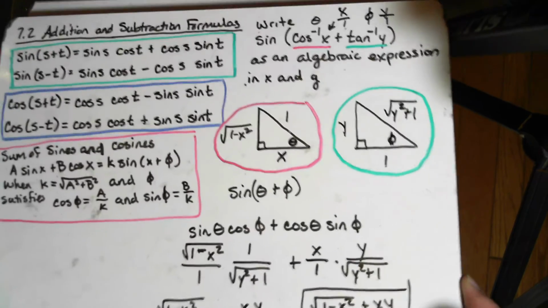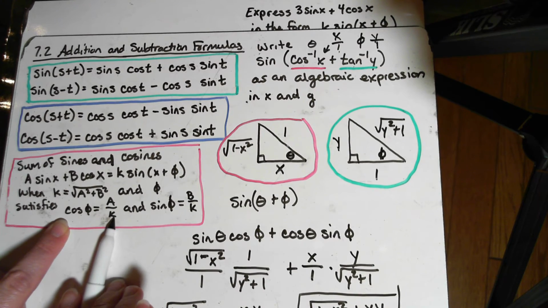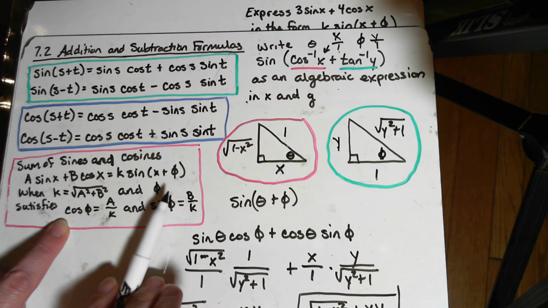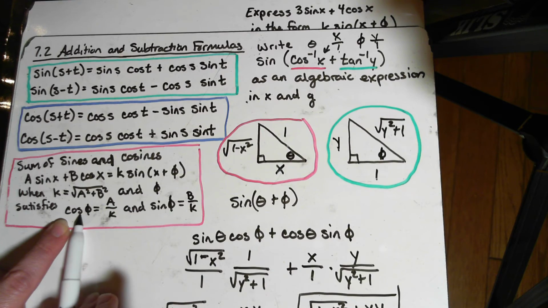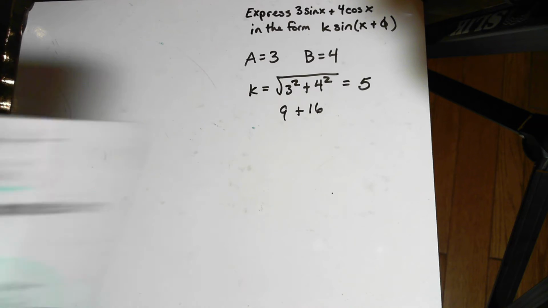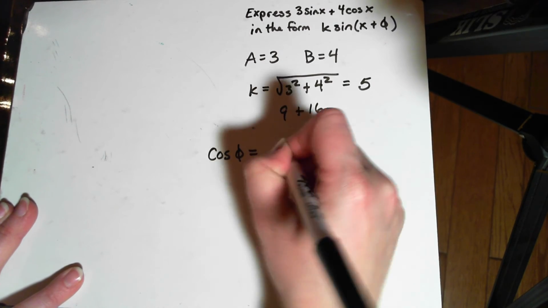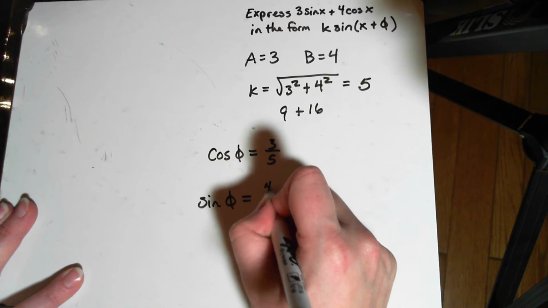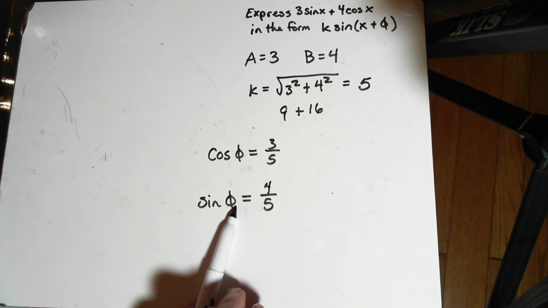And they gave me 2 different formulas for phi. Cosine phi is A over K, and sine phi is B over K. And what I'm going to do with that is put in the numbers I have. So 3 over 5 for cosine phi, and 4 over 5 for sine phi. So cosine phi is 3/5. Sine phi is 4/5. Now to solve for phi, I'm going to use my calculator.